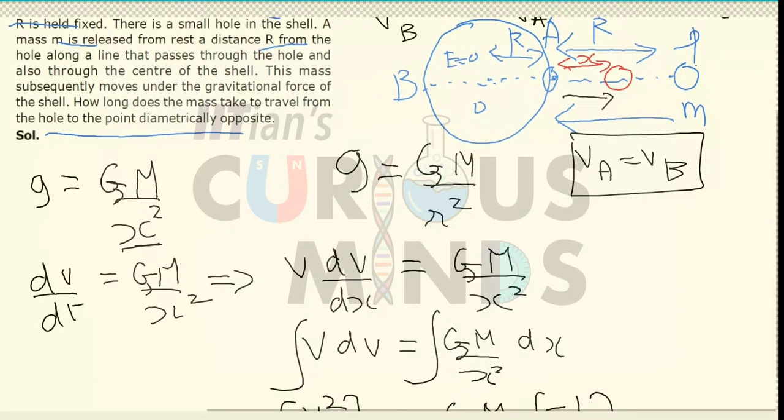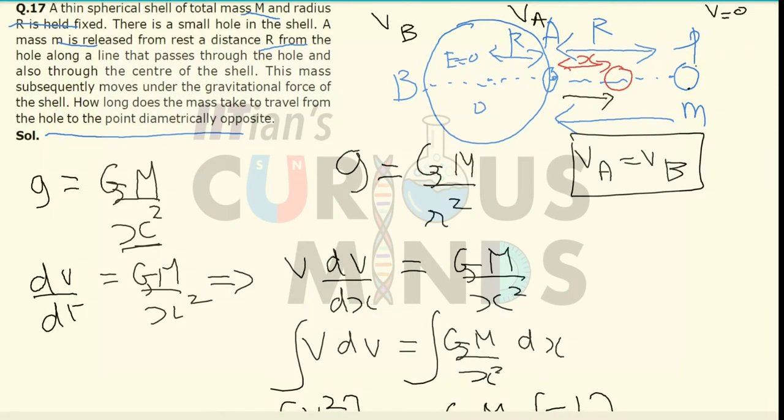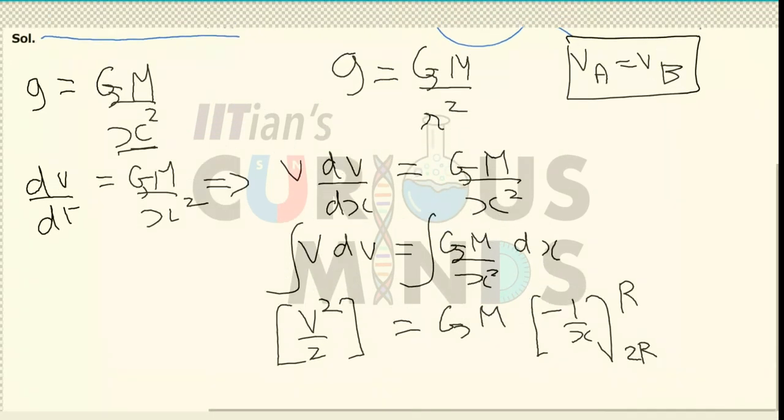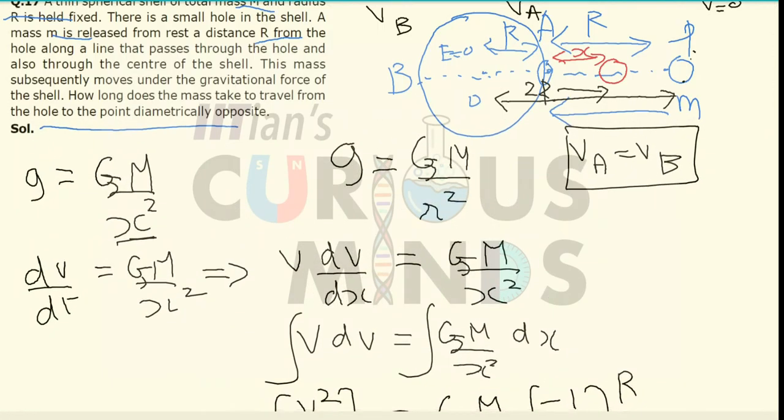Now at point P the initial distance was 2r, and when it reaches point A its distance was r from the center. So the limits are from 2r to r, and its velocity when it was at point P was 0, and the velocity at point A is unknown. So the limits are 0 to VA. So basically VA square divided by 2 is equal to GM into minus 1 by r plus 1 by 2r.